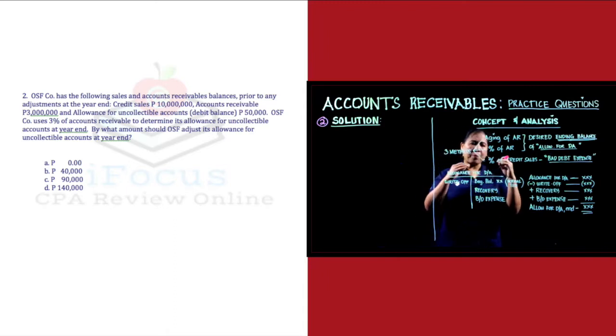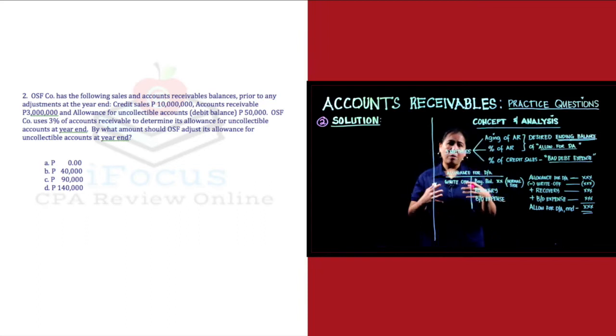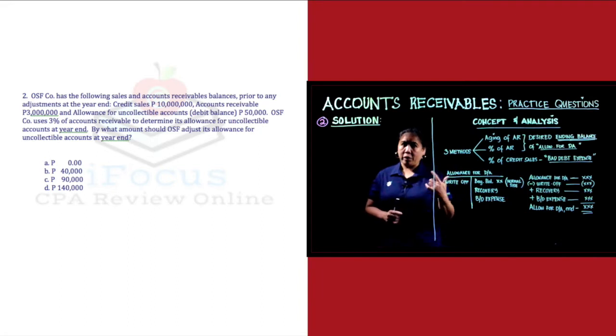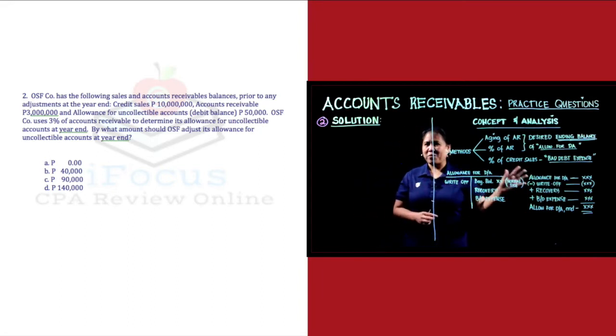Ito namang percentage of credit sales, yung amount na makukuha natin dito, yan na po yung bad debts expense natin. Alright? Na ina-add natin sa allowance for doubtful accounts para makuha natin yung ending balance ng allowance for doubtful accounts na ito. To solve this problem, pwede tayong gumamit ng T account or pwede tayong gumamit ng formula. Ang gagawin ko is the formula kasi mas sanay ako sa formula.